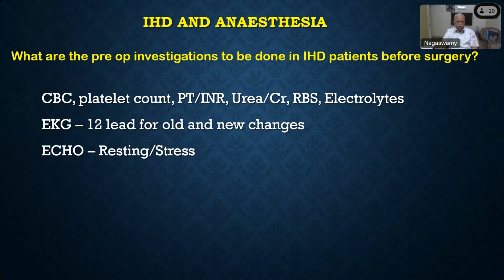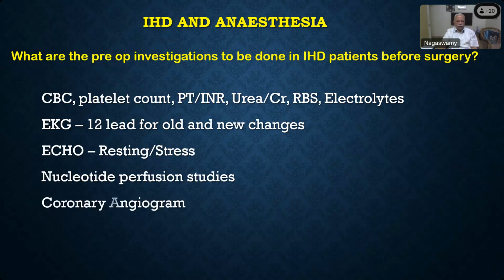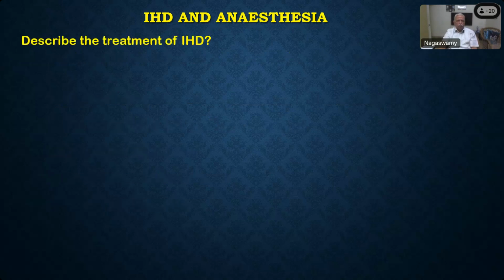If you have any doubt about the re-occlusion, you can do a stress echo to find whether it's ischemic. And nuclide perfusion studies, in extreme cases, you may have to redo the coronary angiogram also to find out the block. And what is the treatment of chronic ischemic heart disease?